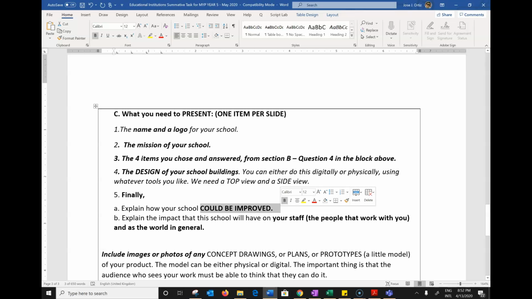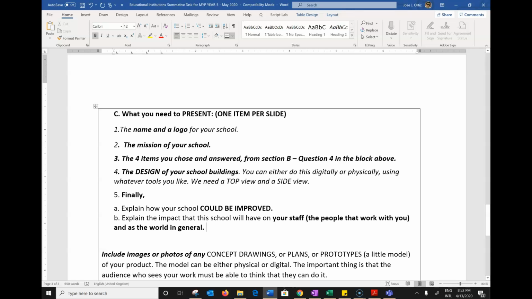And this is after all is said and done. After you finish it, you're going to ask yourself two questions that will help you reflect on the work. And this goes back to the criteria. Question number one, explain how the school can be improved. And number two, the impact that the school will have on your staff. Staff, of course, is the people that work with you, and as a world in general.